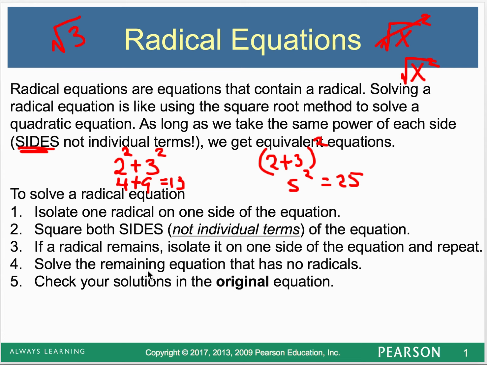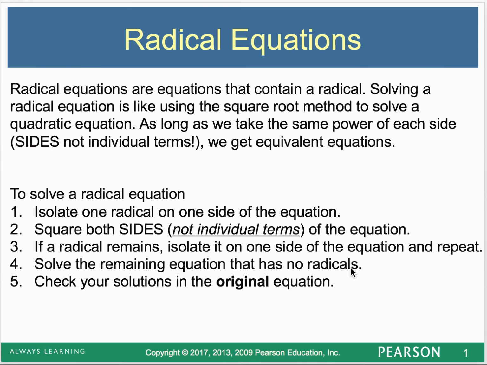Then if we have another radical in the equation, we isolate it and do the same thing. In other words, you can only get rid of one radical at a time. You cannot get rid of more than one at a time. Then we'll be left with an equation that doesn't have a radical sign, and we solve that equation. And just like with the rational equations last time, we've got to check our solutions, except this time in the original equation, because the method of squaring these things sometimes brings up extraneous solutions.